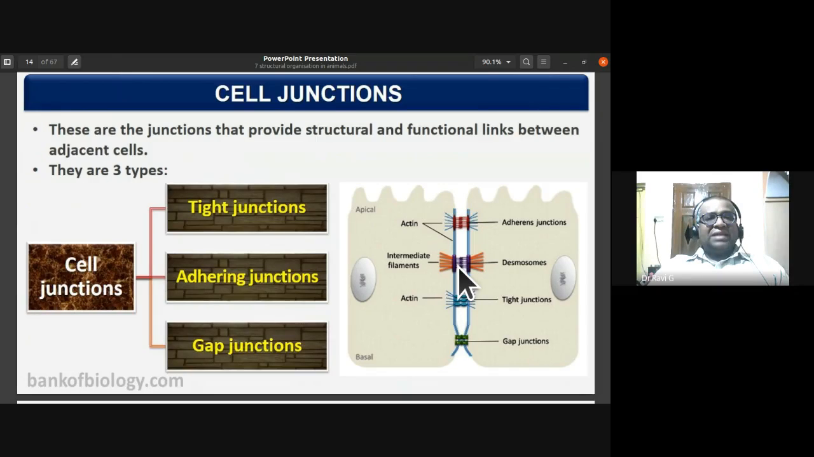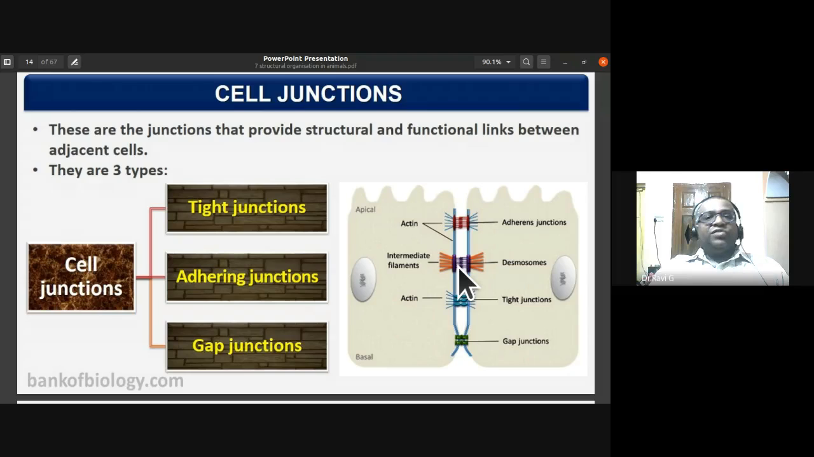Then there are cell junctions. The cell junctions are those regions that provide structural and functional links between adjacent cells. Adjacent cells means neighboring cells. So the junctions that provide structural and functional links between adjacent cells, we call cell junctions.